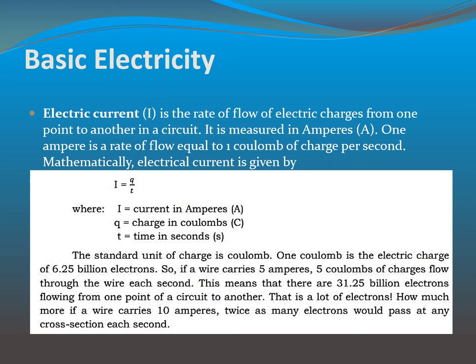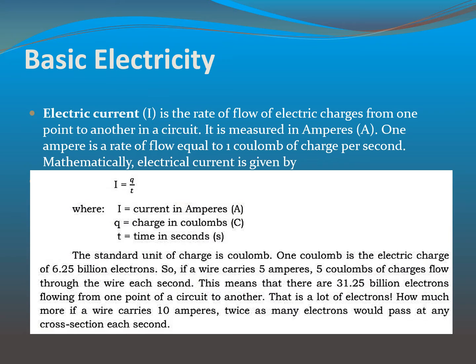So it is measured in amperes. You have there the units, which is of course the amperes, and the symbol is A. 1 ampere is a rate of flow equal to 1 coulomb of charge per second. Mathematically, electric current is given by the following formula, wherein I, the big letter I, stands for the current in amperes, Q is charge in coulomb, and T is time in seconds. The standard unit of charge is coulomb.